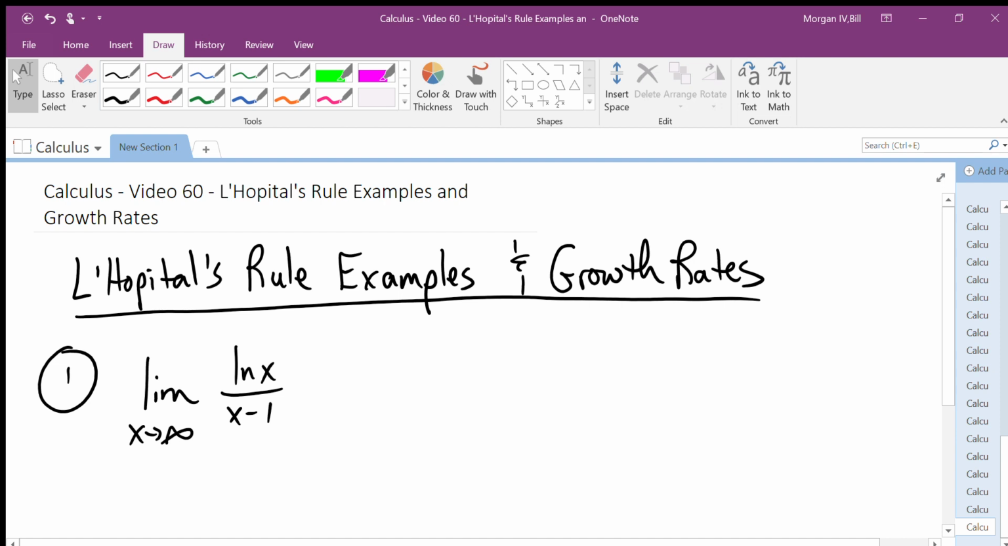Calculus Video 60, L'Hopital's rule examples and growth rates. So a few more examples here for L'Hopital's rule.